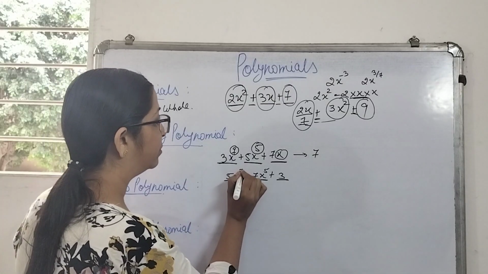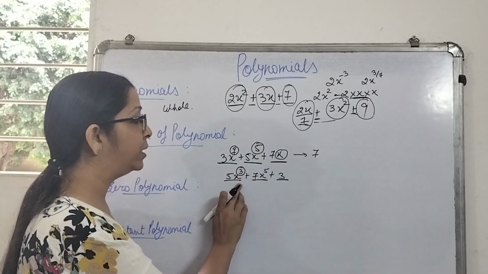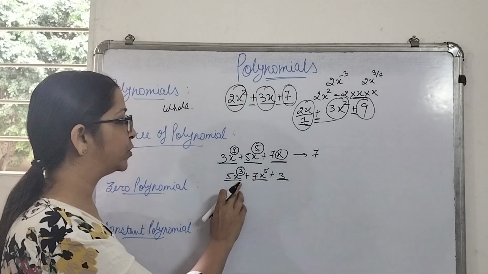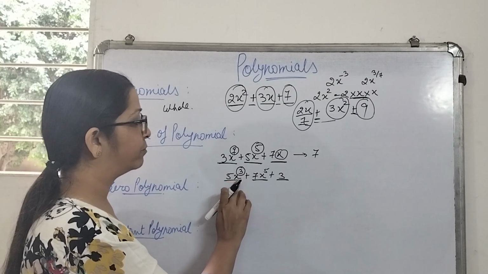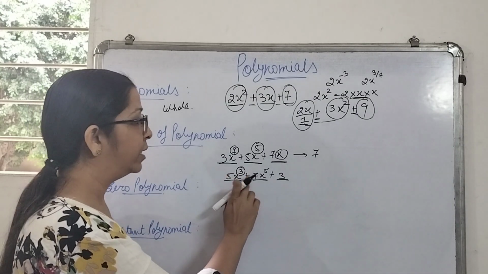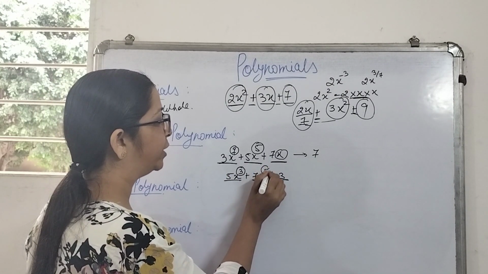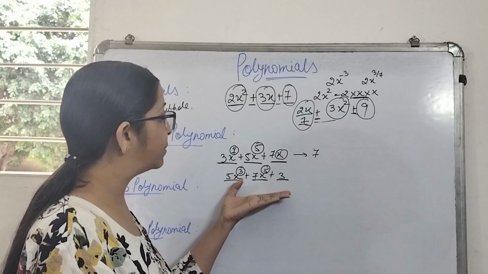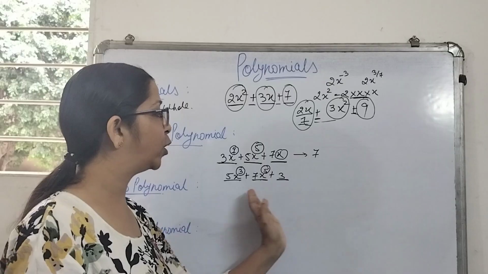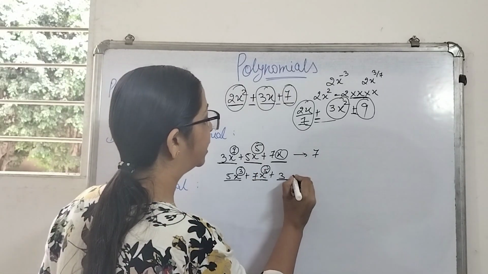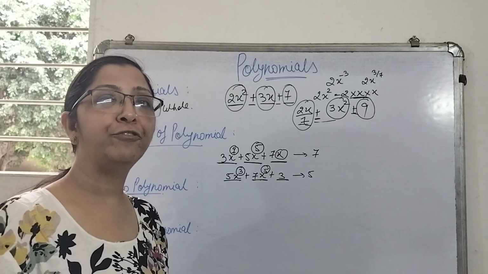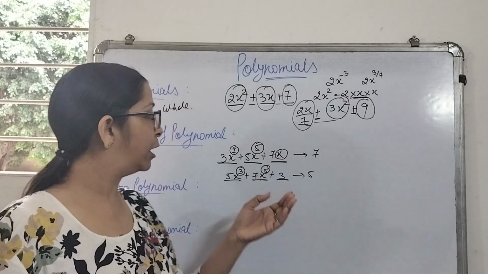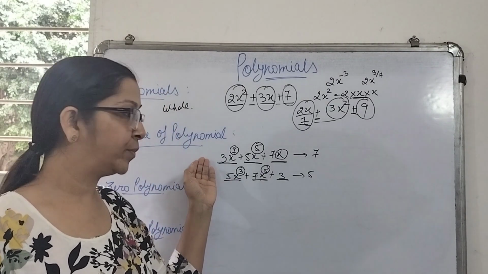In this first term the degree is 2. Here the variable has the exponent 3. Here the variable has the exponent of 5, and here there is no variable part. So the maximum power in this polynomial is 5, so the degree of this polynomial will be 5. Hope it is clear how to find the degree of a polynomial.